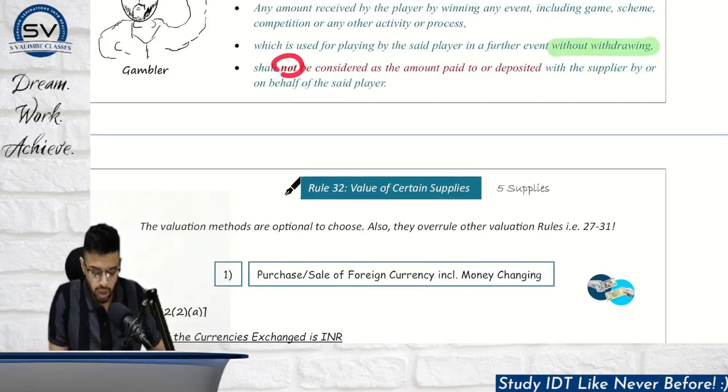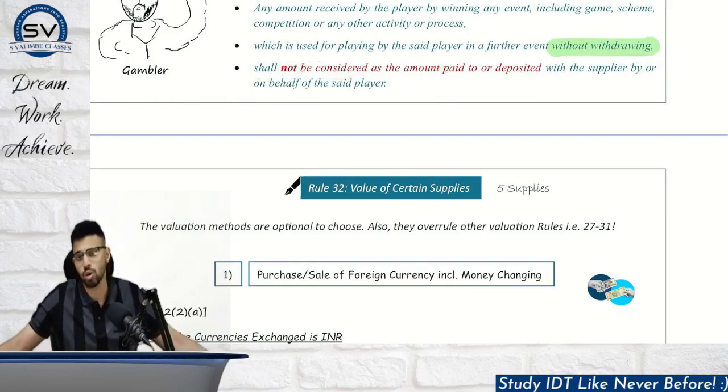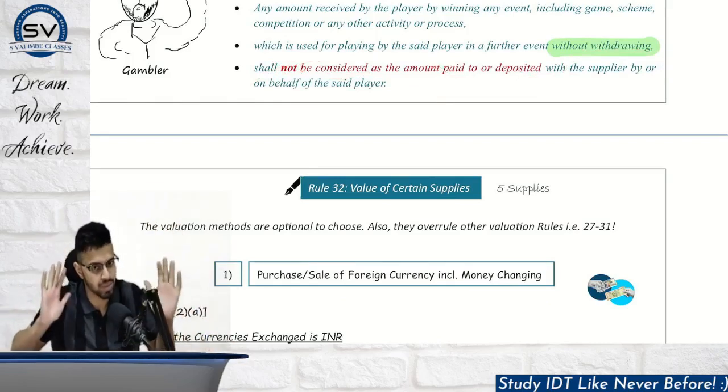So that extra amount shall not be considered as the amount paid or deposited with the supplier by the player, because I did not deposit it. I won it. I did not deposit it. I won it. I hope this is clear.